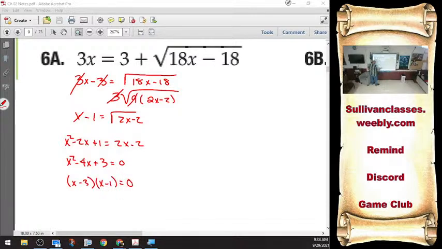So x is 3 and 1. Check them both. If I jam in a 3, I do get a 9 equals 9. If I jam in a 1, I do get a 3 equals 3.